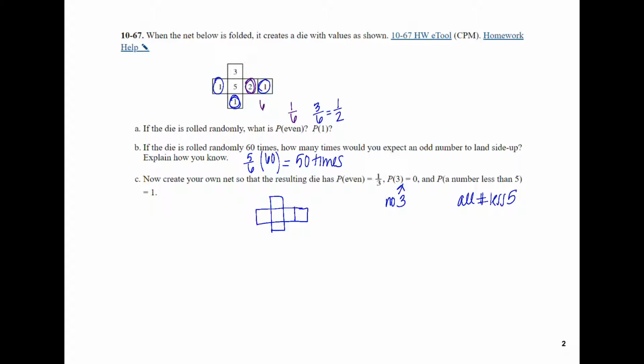And we need to make sure that 2 of the numbers are even. Because we have 6 total, so 2 out of 6 times would be an even number. So we can say 2 and 2. Then we could have a 1, 1, 5, 5. So answers may vary on this one, but you need no number 3s, at least 2 2s, or even numbers, and all the numbers need to be smaller than 5.